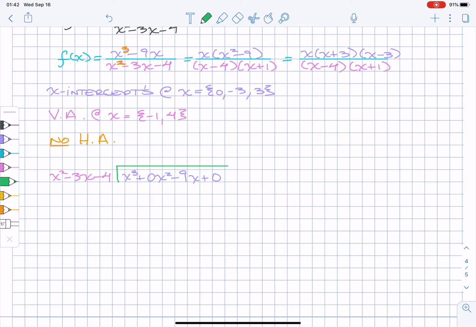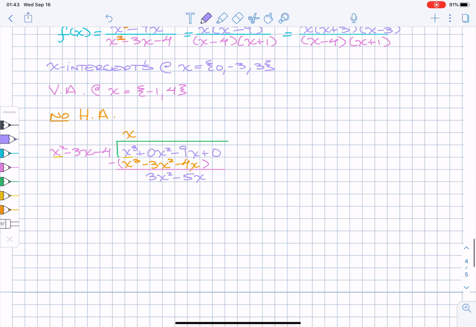Okay, so what do I need to multiply x squared by in order to get x cubed? And I claim that that's just going to be x. So distributing, we get x cubed minus 3x squared minus 4x, which I will then subtract from the line above, leaving us with 3x squared plus or minus 5x.